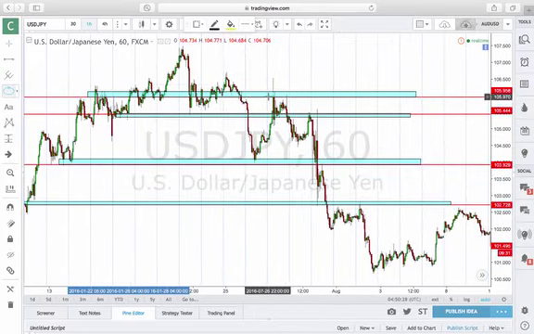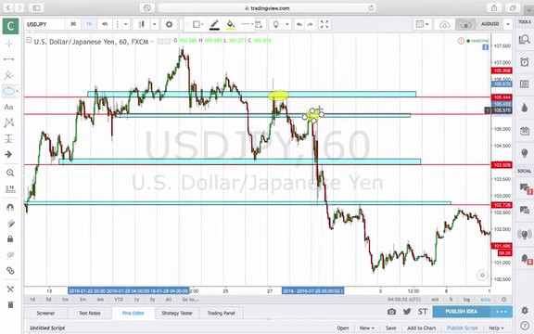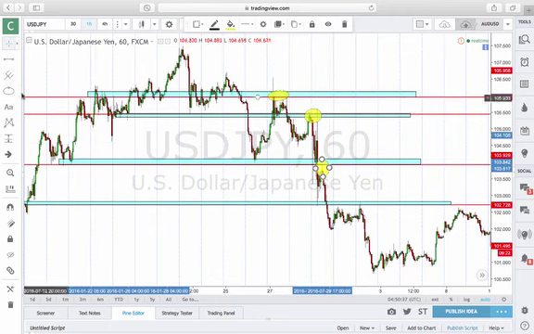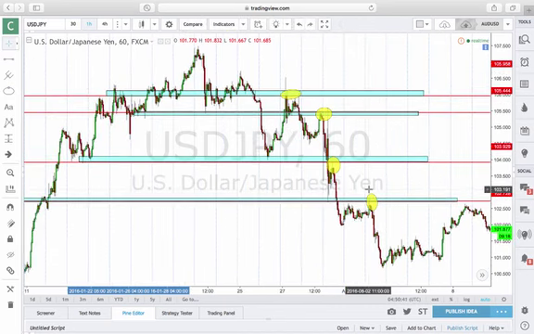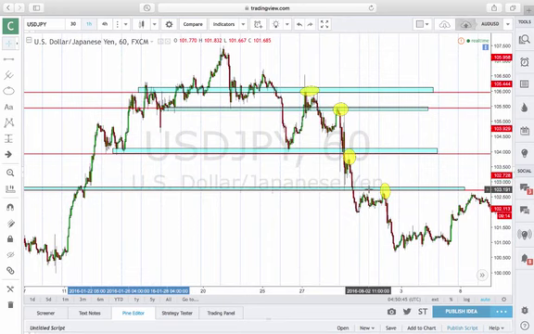Now what I'm doing within these areas is I'm looking for positions to sell the market, especially if it's going into a downtrend. All right. This is pretty much how to utilize support and resistance levels and to draw the price reversal zones.